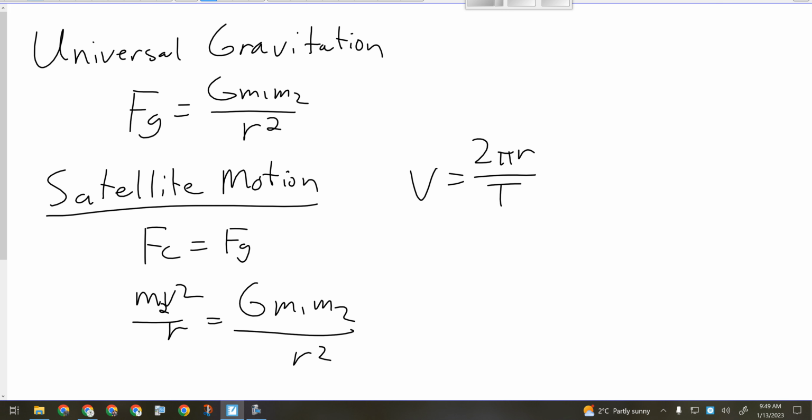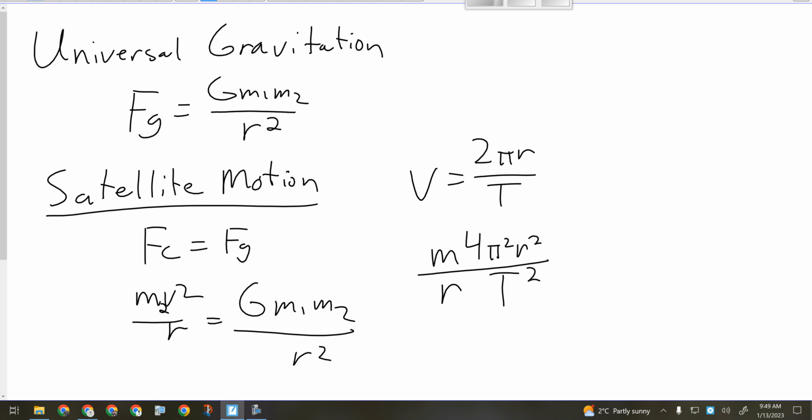All right, that means I've got to substitute this formula in for v here. But in this formula, v is squared. So when I do that, I've got to square this whole formula, so that'll look like this: 4 pi squared r squared t squared. And I just put it in there.